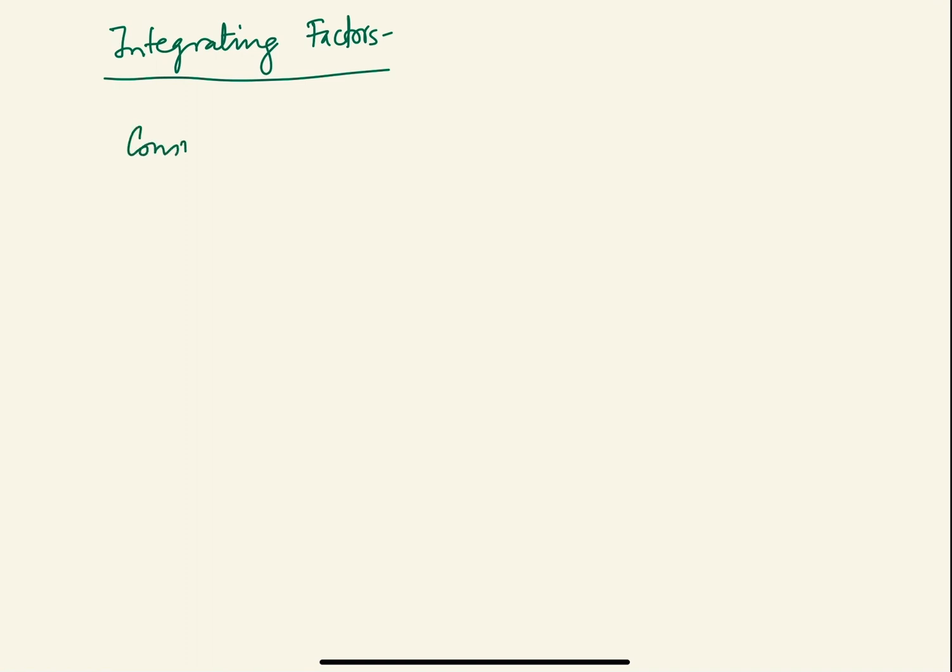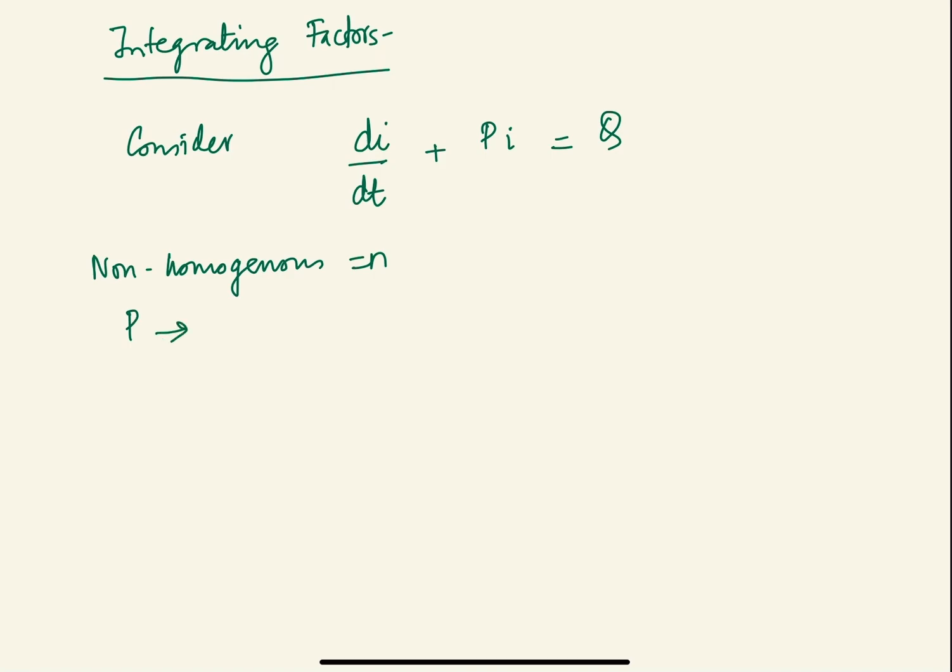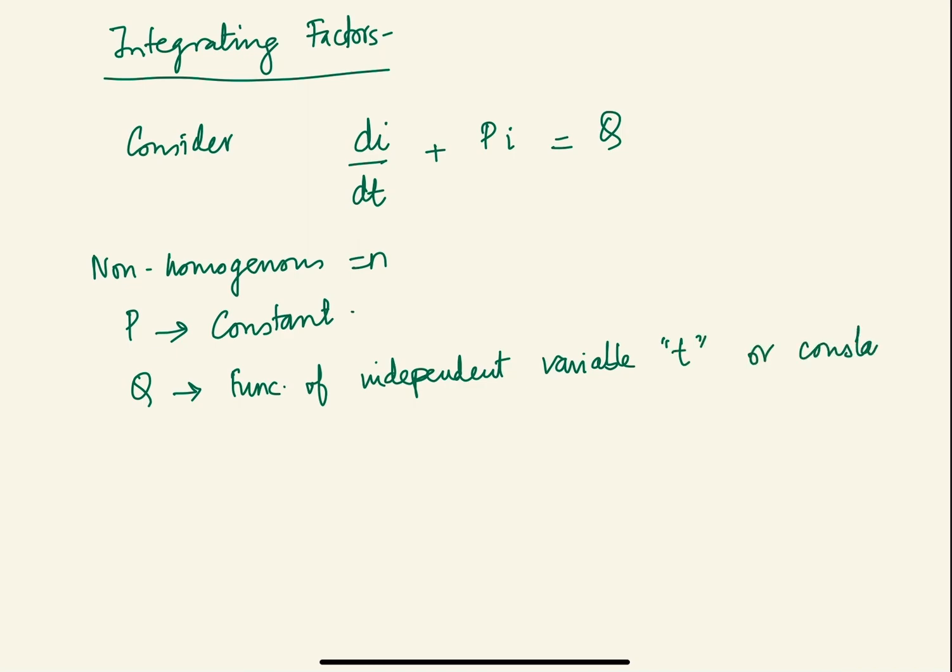So let's consider a differential equation of the form... so this equation is known as a non-homogeneous equation, where this term p is a constant, and this q on the right hand side is a function of the independent variable time, or it may be a constant.